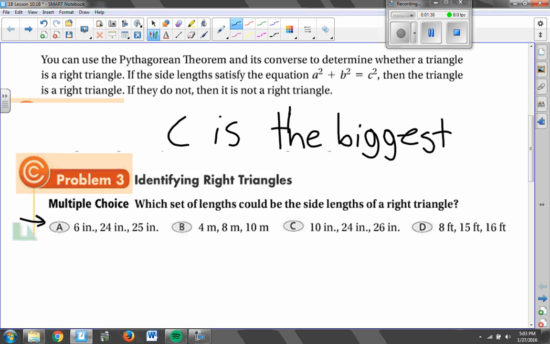So here in letter A, we're going to decide if, yes or no, could this be a right triangle? Well, I know C is the biggest number, so 25 must be C, and we'll just go A and B like that. So A squared plus B squared should be equal to C squared if this is going to be a right triangle. So instead of A, I'm going to say 6 squared, instead of B, I'm going to say 24 squared, is equal to 25 squared. I don't actually know if it is or not yet, but that better be true if this is a right triangle.